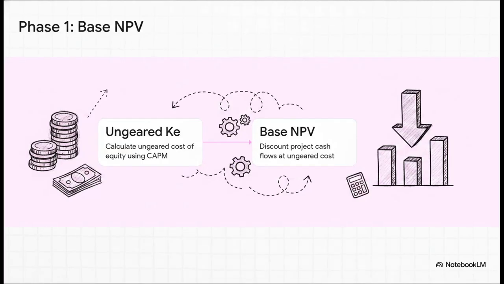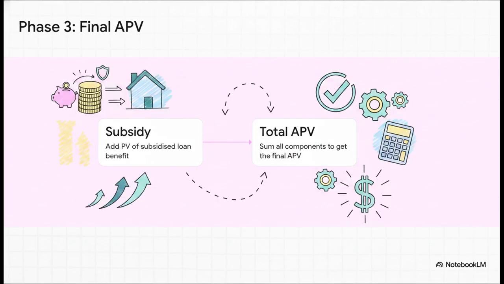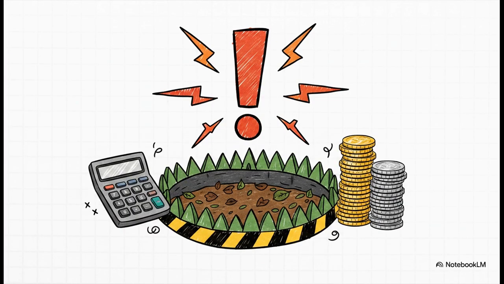So how does this work on the exam? First, calculate that ungeared cost and your base NPV. Next up, figure out the tax shield on your debt, and immediately deduct issue costs as cash outflows. Finally, add in any subsidized loan benefits. Sum the whole thing up, and boom, that's your APV. Okay, pay attention. Here's a massive exam trap you absolutely must avoid when calculating APV.